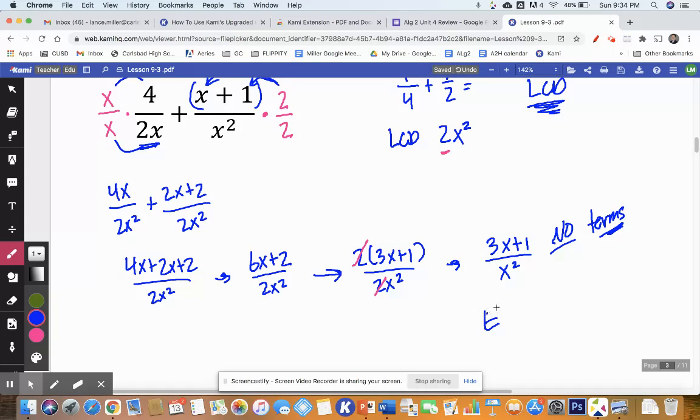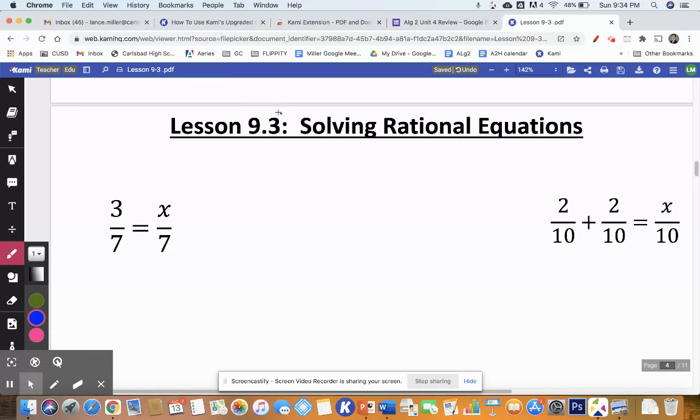All right, last thing, excluded values. Take a look at the denominator. We just have 2x squared. What value of x would make that equal to 0? 0, right? If we plug in x equals 0, we would have 0 and be dividing by it. That's my excluded value. There we go. Addition done.